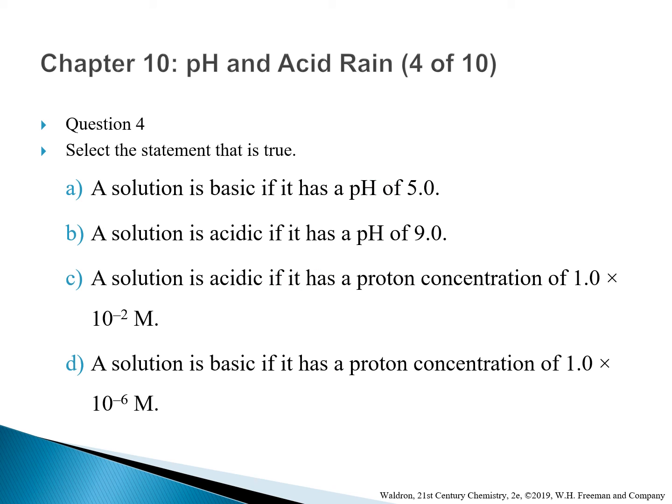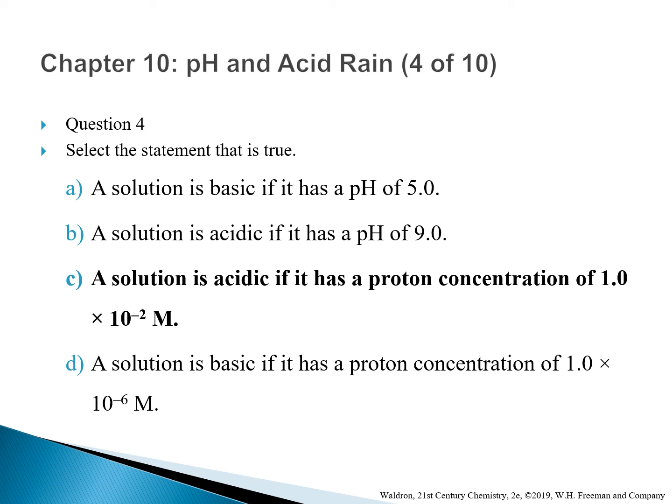Question 4. Select the statement that is true. A. A solution is basic if it has a pH of 5.0. B. A solution is acidic if it has a pH of 9.0. C. A solution is acidic if it has a proton concentration of 1.0 times 10 to the minus 2 molar. D. A solution is basic if it has a proton concentration of 1.0 times 10 to the minus 6 molar. Please pause your video here.